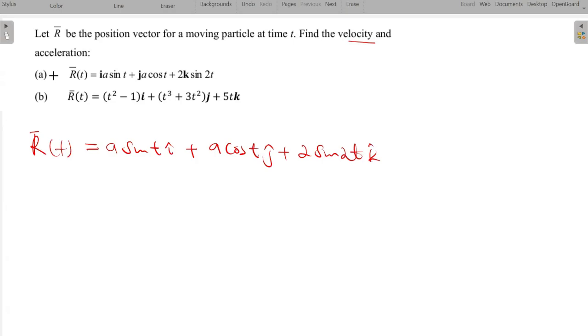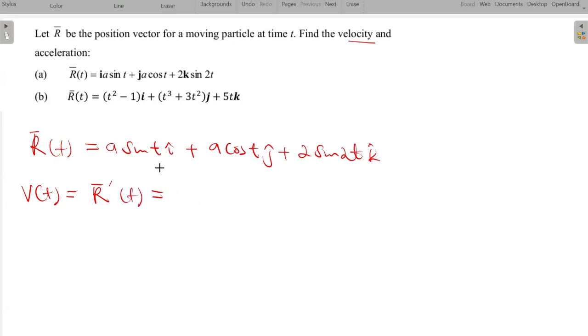So in order to find this velocity and acceleration, what we ought to do is differentiate. So for the velocity, we differentiate once, then again, for the acceleration, we differentiate twice. So meaning to get the velocity, the velocity at time t of this particle is just r prime of t.